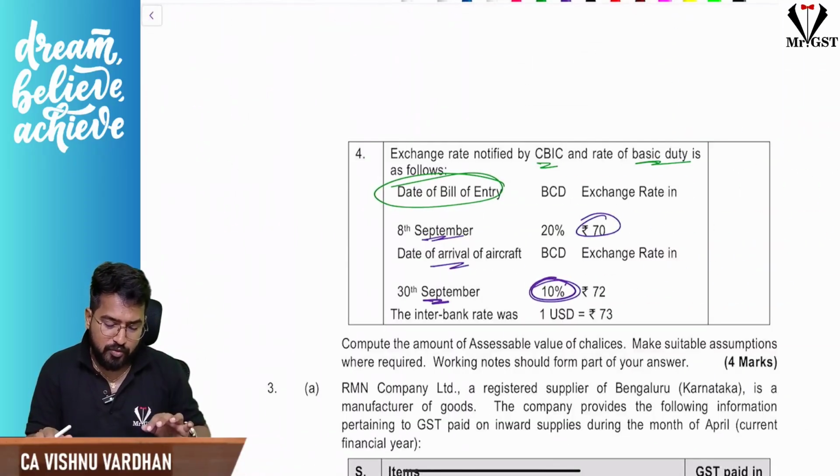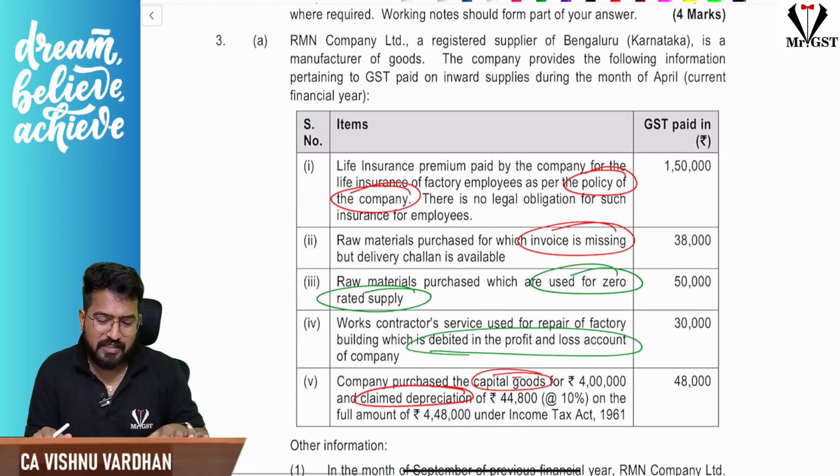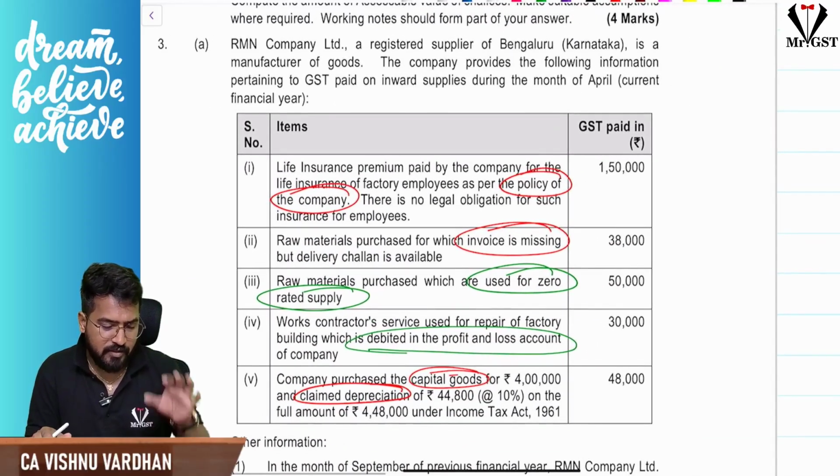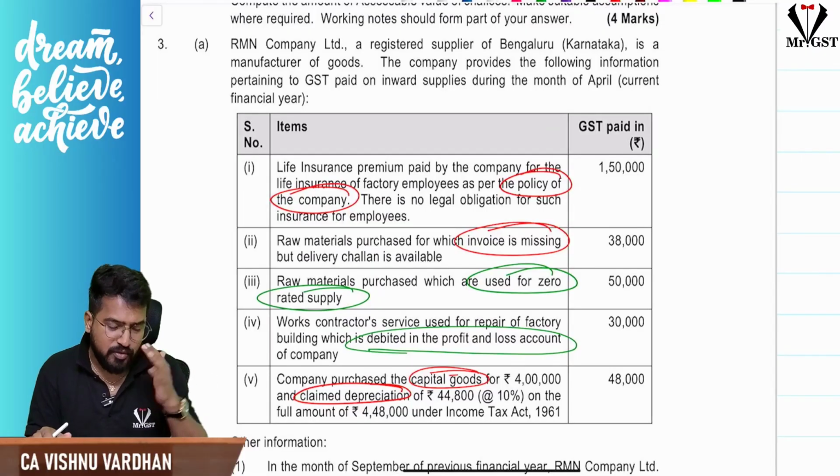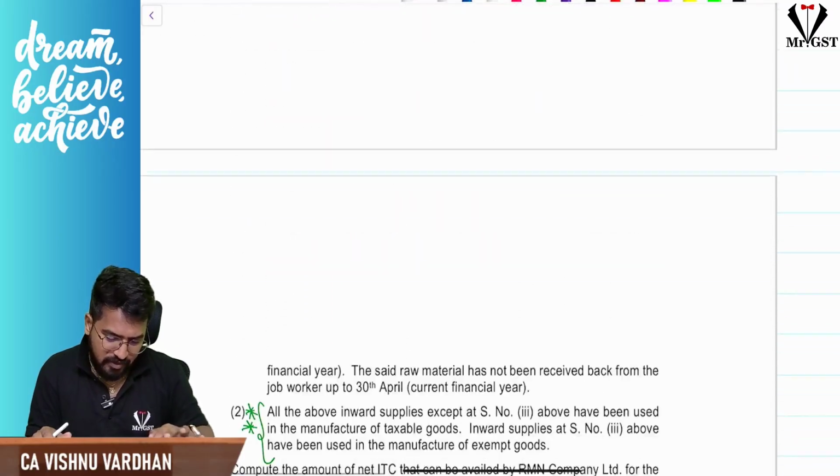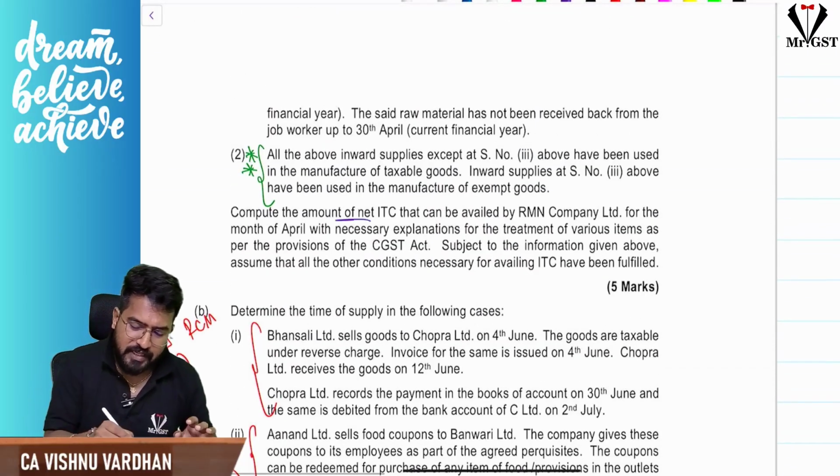Now let us move on to the third question. The third question is a very easy one. First part, first sub-question A. So this is regarding ITC, I guess. ITC available, all the stuff. Compute the amount of net ITC that can be availed.